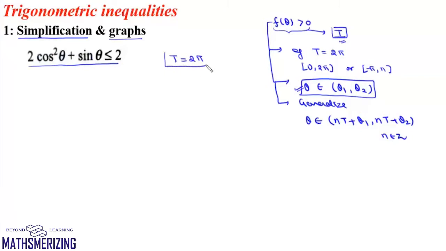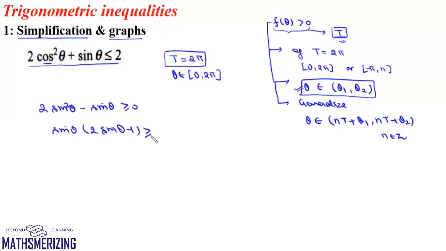So we'll be solving this question from 0 to 2 pi, and then in the end we will generalize the solution. What we'll do is simplify. I'll write cos square theta as 1 minus sine square theta. So we'll write it as 2 sine square theta minus sine theta is greater than or equal to 0. We'll take sine theta common, so it'll be sine theta times 2 sine theta minus 1 greater than or equal to 0. Now we have two roots, 0 and 1 by 2.